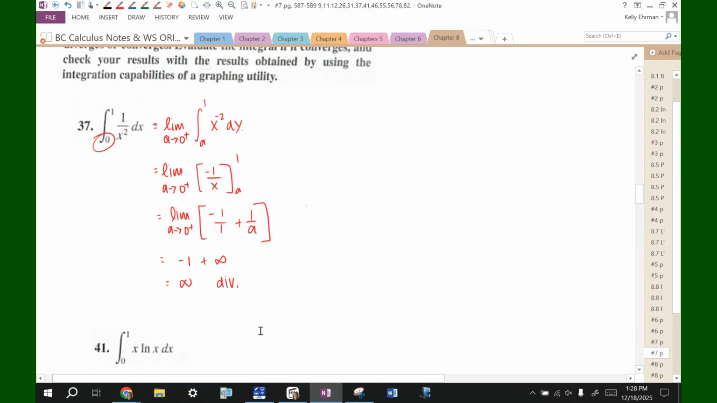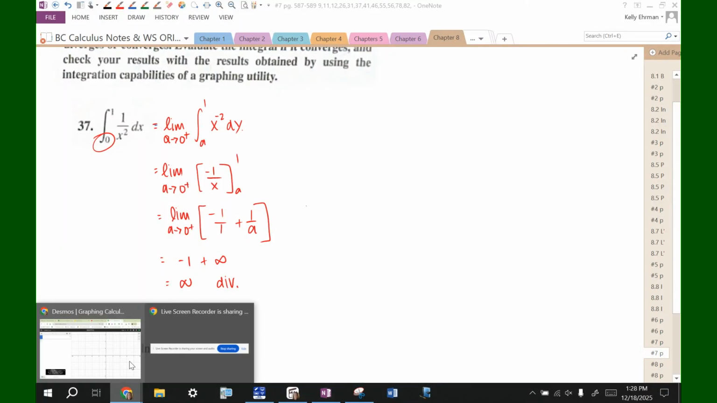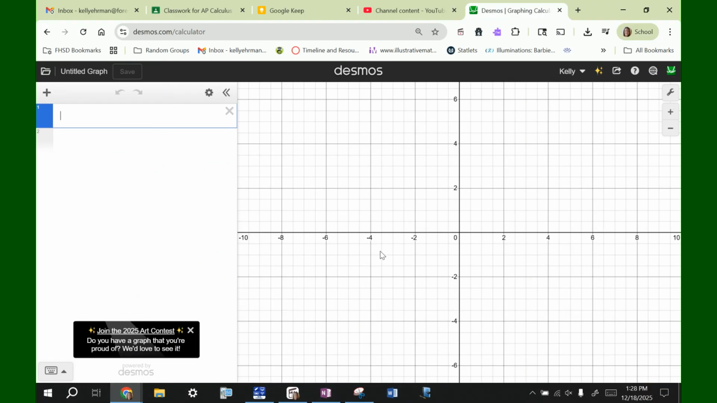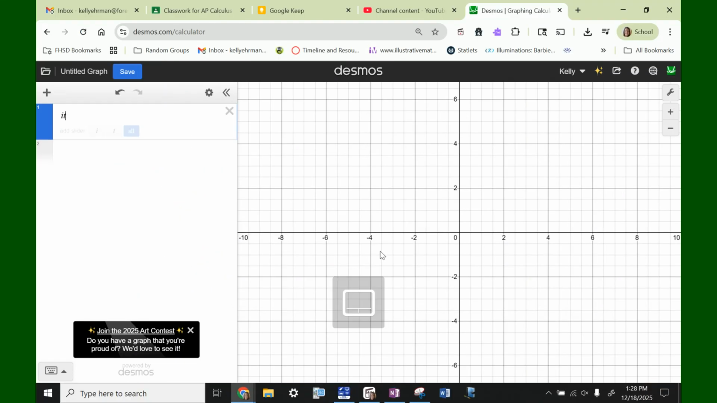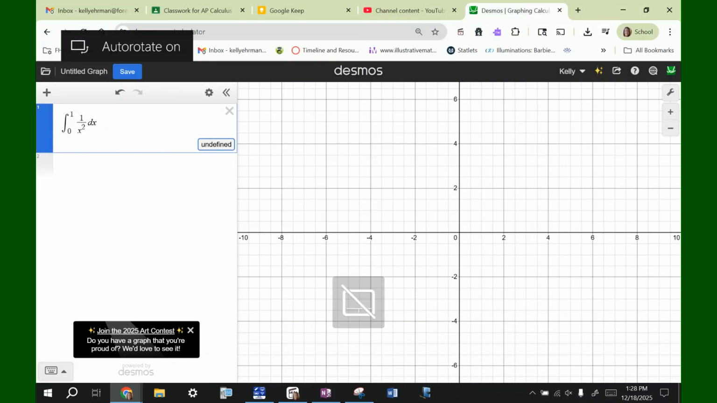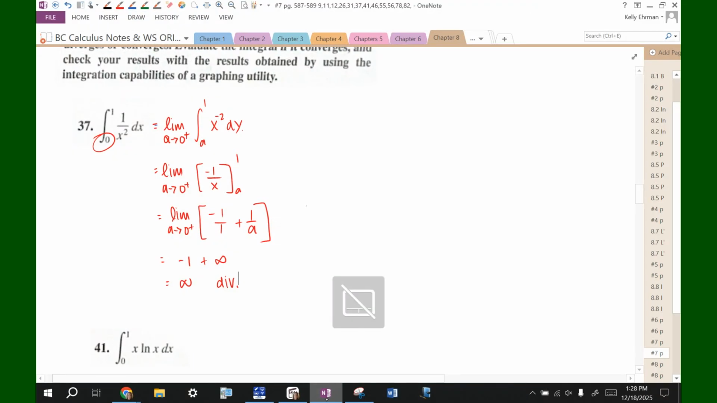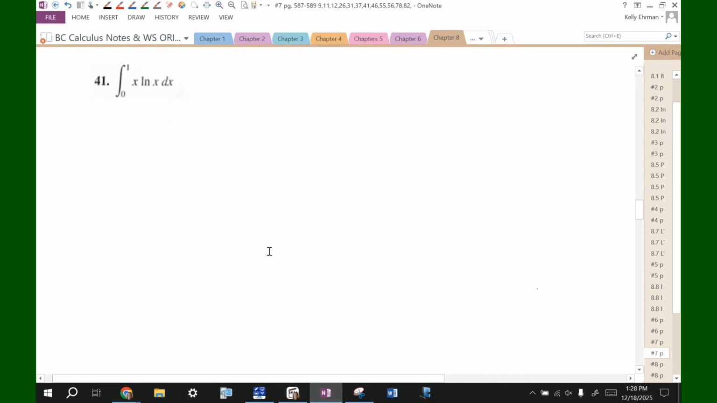You could check, let's check in Desmos. Integral from 0 to 1 of 1 over x squared dx. So it tells me undefined. It doesn't say why, and so I don't love that. I much prefer to just do the math here.